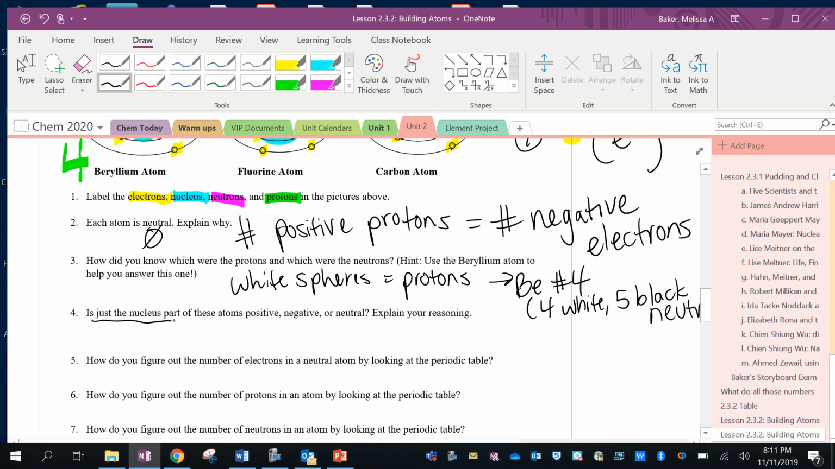It's just the nucleus. Is just the nucleus part of these atoms positive, negative, or neutral? Well, the nucleus is just made of positive protons and the neutral neutrons. So overall, the nucleus would be positive. Again, because it's made of positive protons and neutral neutrons. So nothing's canceling out the positive charge.